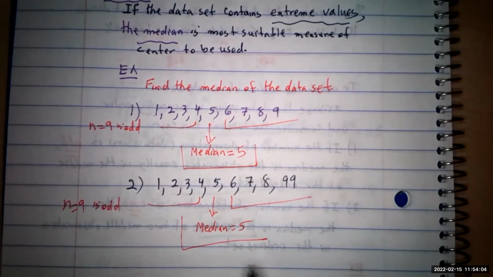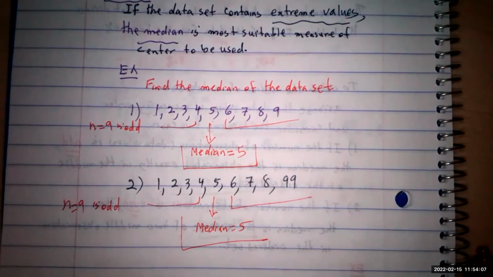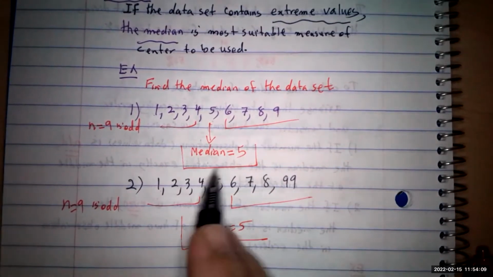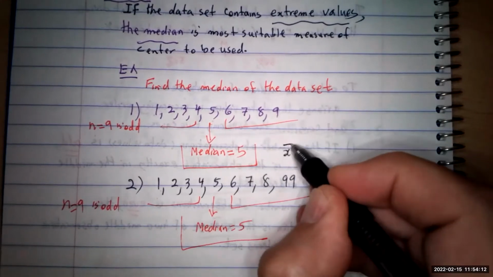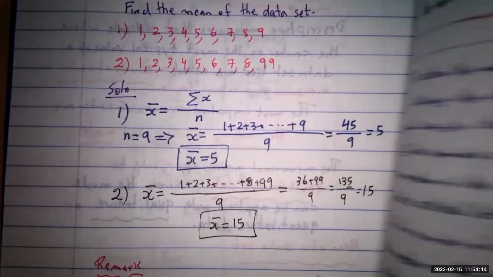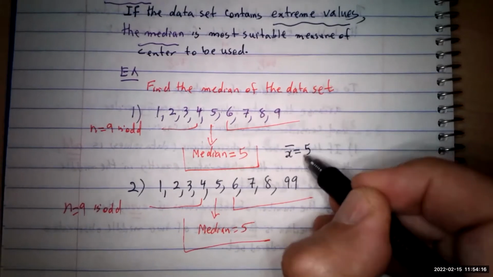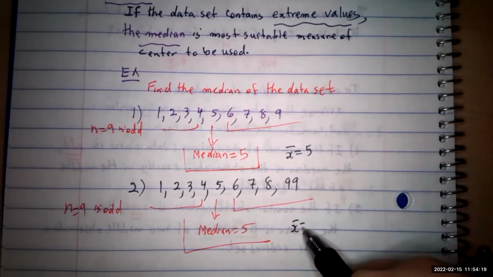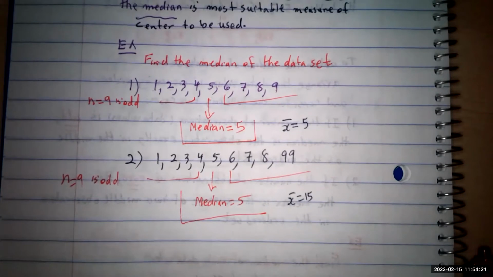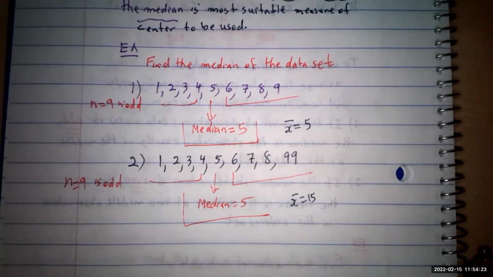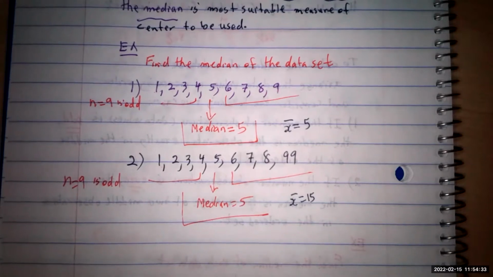But if you find the mean, the mean would be much different. Remember, we did the mean for this one. The x bar was equal to 5, and the x bar over here was equal to 15. So this means if this set is given to you, if they ask you which measure of center is more appropriate, you go for the median rather than the mean. Okay, any question? We are going to come back to it again. The median is very popular.